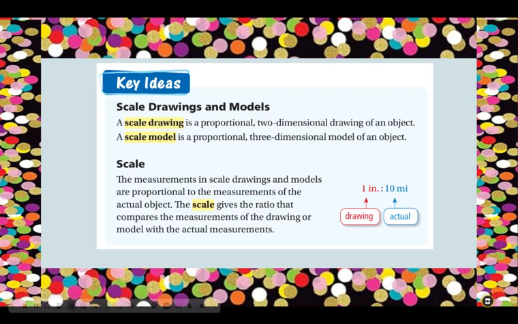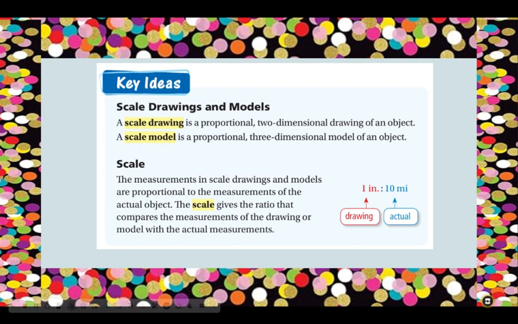So there's scale drawings and then we have models. A scale drawing is a proportional two-dimensional drawing of an object. For example, a blueprint. If you've seen a blueprint of your house before, that is a scale drawing. A scale model is a proportional three-dimensional model of an object. It could be a model car, a model of a monument.